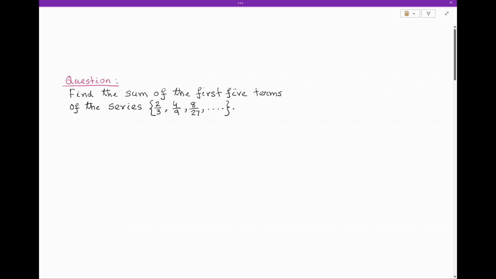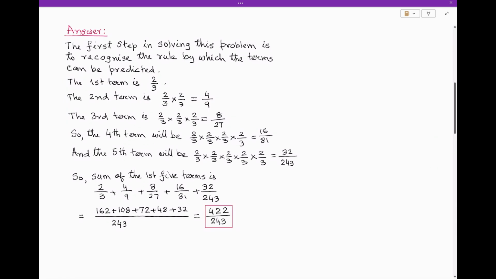Find the sum of the first 5 terms of the series 2/3, 4/9, 8/27, etc. The first step in solving this problem is to recognize the rule by which the terms can be predicted.